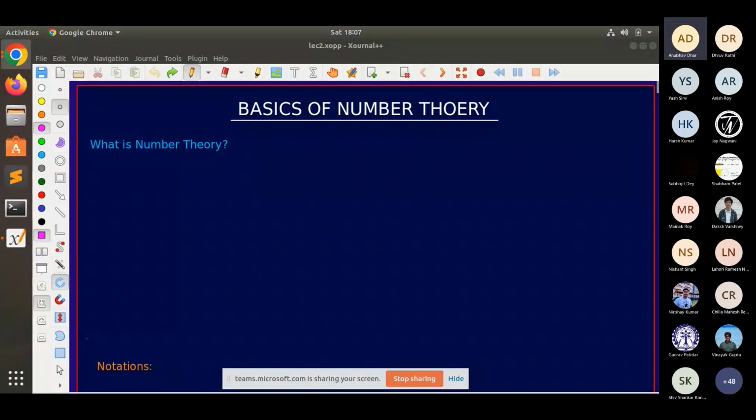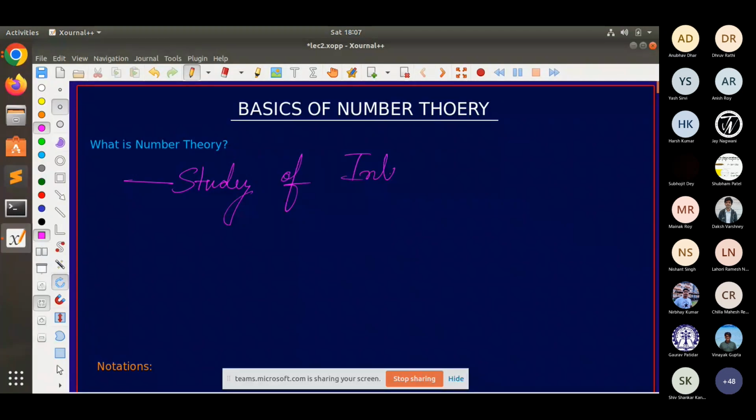Can anyone say what the topic number theory is? Does anyone have any idea of number theory? What is number theory? Any guesses? Any suggestions? Okay. So number theory is basically the study of integers, and you may say integer valued functions.